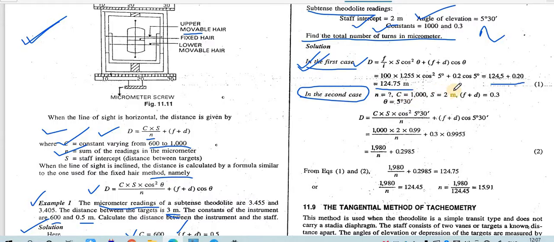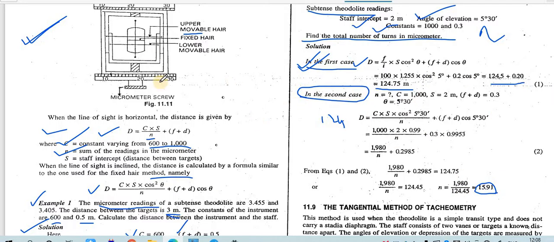C is equal to 1000, S is equal to 2 meters, F plus D is equal to 0.3, and theta is equal to 5 degrees 30 minutes. So we'll put all the values in this formula: D equals C into S into cos square theta by n plus F plus D cos theta. We also know the distance, which was coming out for the same point to be 124.75. So we'll write 124.75 over here and try to calculate the value of n. The value of n is coming out to be 15.91. So this is the answer. This is the number of turns in the micrometer.